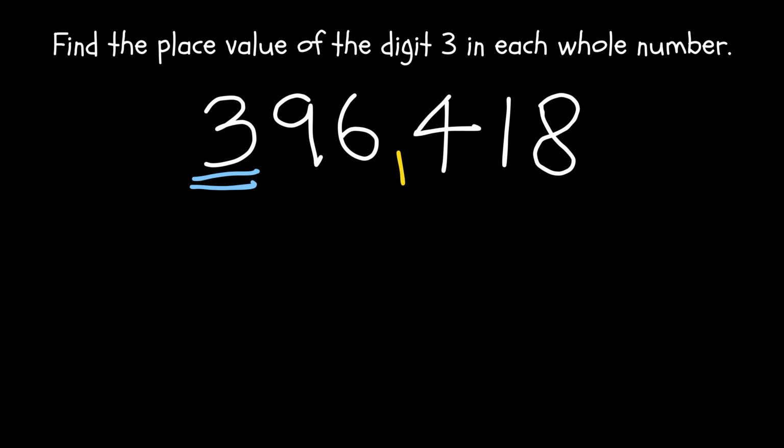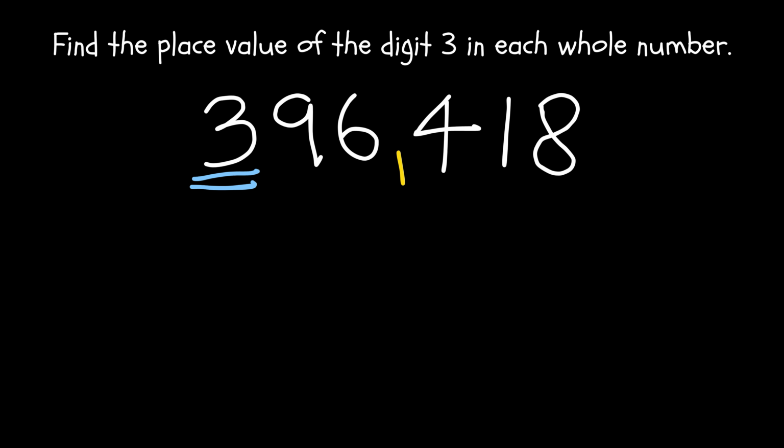Now, let's try finding the place value of the digit 3. So find the place value of the digit 3 in each whole number. So here we have some examples we will be working with. Now, let's start with the first one. The first one is 396,418. We always use a comma after every 3 digits. It helps you separate and see where the place value of digits fall under.